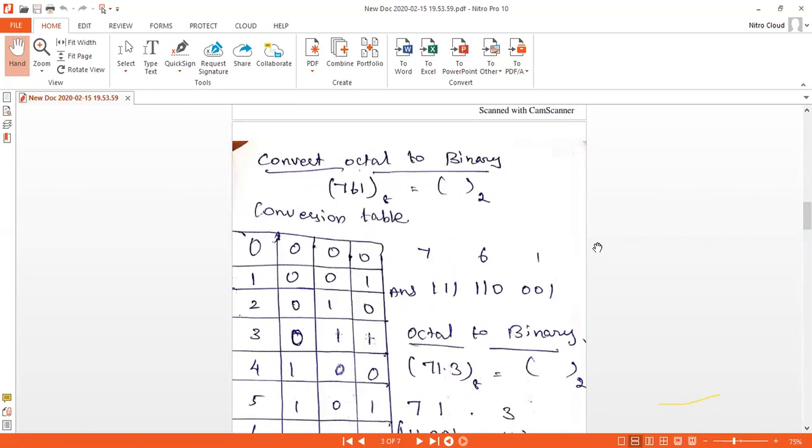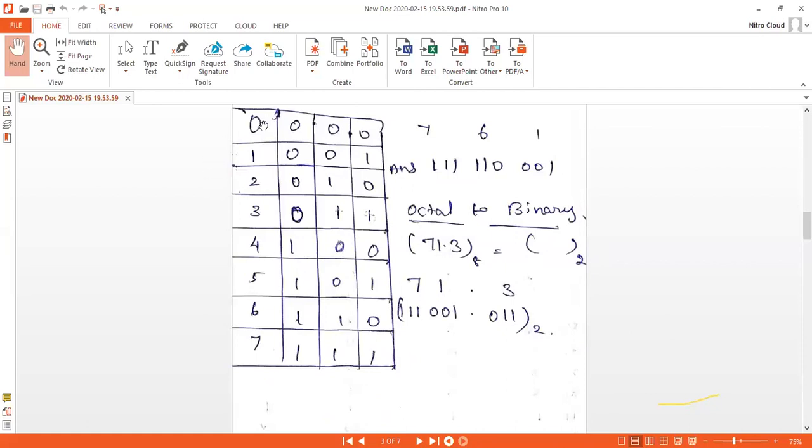So there is a table for octal. We call it the conversion table. You have to draw it with 4 columns and 8 rows. It starts with 0, 1, 2, 3, 4, 5, 6, 7 in this order. Here it is 000 first, 001, 010, 011, 100, 101, 110, and 111.